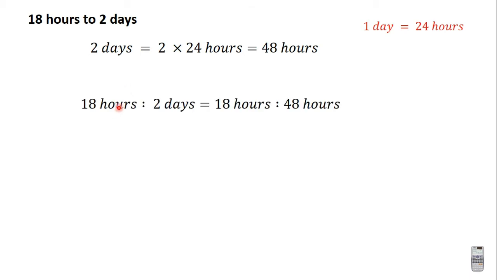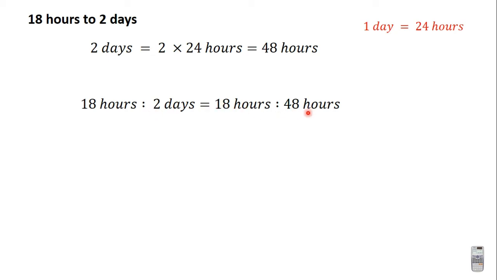Now, using this rate of conversion, we can convert 2 days to hours. 1 day is 24 hours, so it means that 2 days will be 2 times 24 hours, and that will give us 48 hours. Now, we have 2 days in terms of hours. So our ratio, which is 18 hours is to 2 days, is now 18 hours is to 48 hours because 2 days is 48 hours.